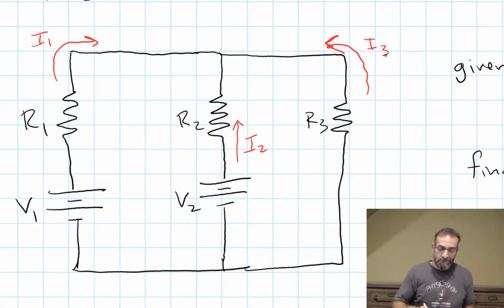So number 1, define a direction of the current in every branch, and it doesn't matter if you know the direction or not, we're just guessing here.